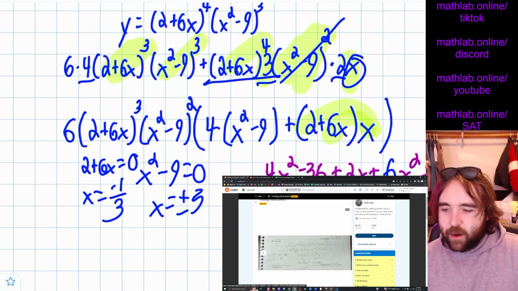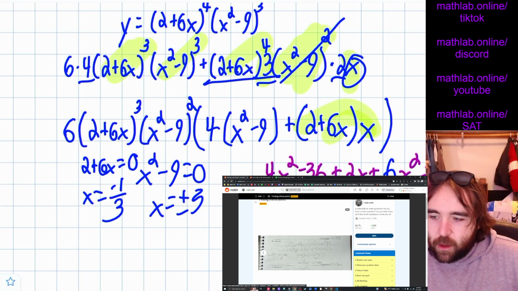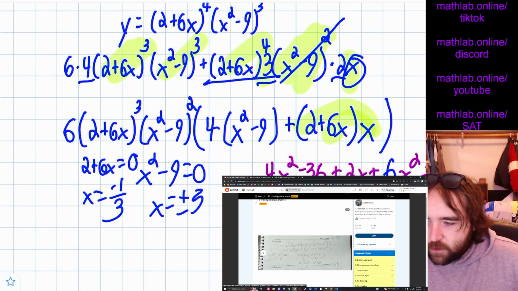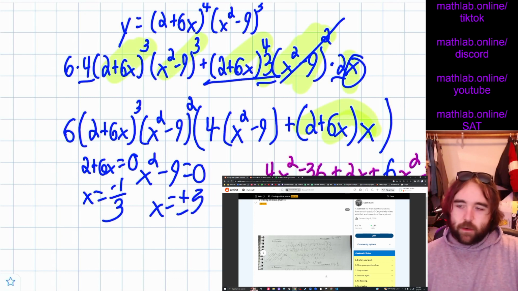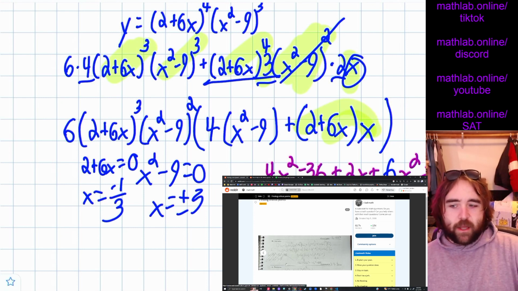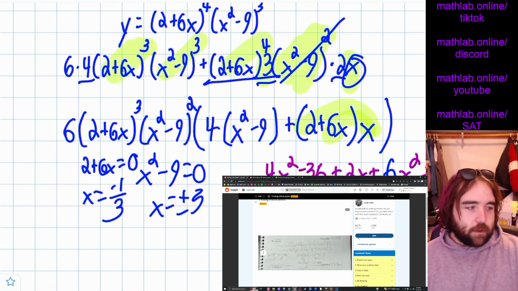Just think how you divided by 2 plus 6x, but then you said that x was negative 1/3. So if x is negative 1/3, then you can't divide by 2 plus 6x because you're dividing by 0 then. So keep that in mind. Try to not divide by x when you're solving stuff. It's better to factor x out than divide by it.